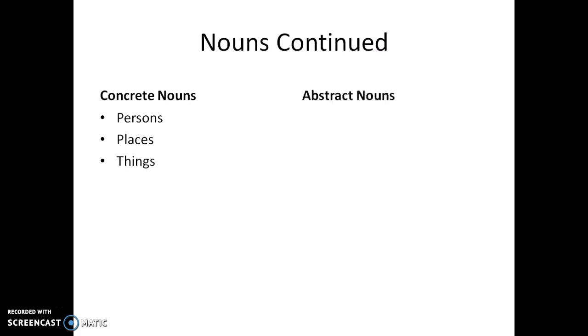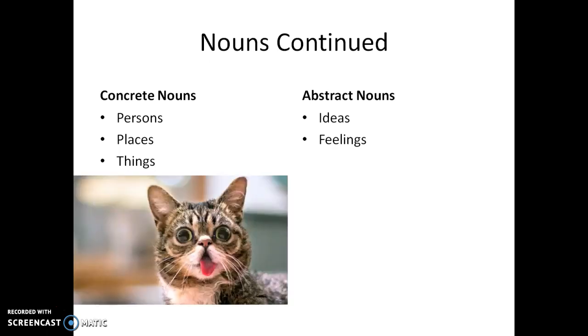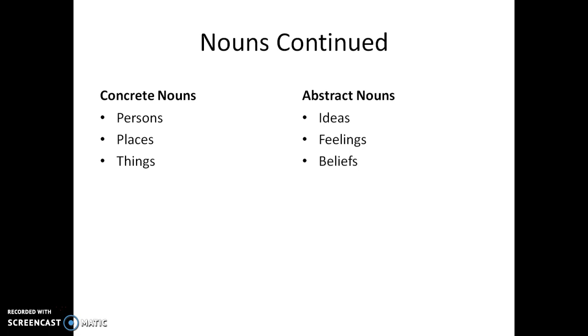Abstract nouns, on the other hand, are things that are a little bit different. These are things that cannot be experienced by your senses, but they are things like ideas, right? These are things that you can experience through thoughts. These are also your feelings, right? Like surprise or awe. And they are also your beliefs. Those are all very different ideas that you cannot actually feel. So these are other ideas of nouns that we need to be aware of.